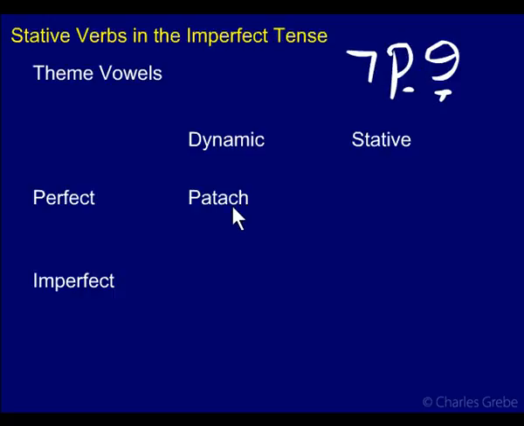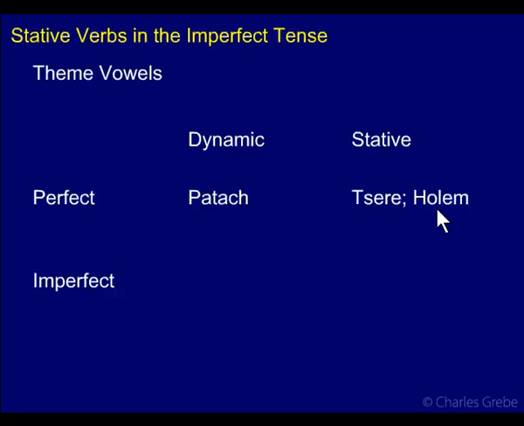Okay, that's our theme vowel. And the statives, we had either tsere or holum, right? So tsere or holum. Now the imperfect, the normal one for the dynamic, the one we first learned, yifkod, is the holum. Okay, holum there. And the stative is the same as what you get with the guttural, which is the patach. Patach. Now notice, it's opposite, isn't it?